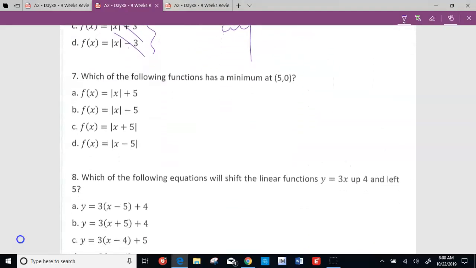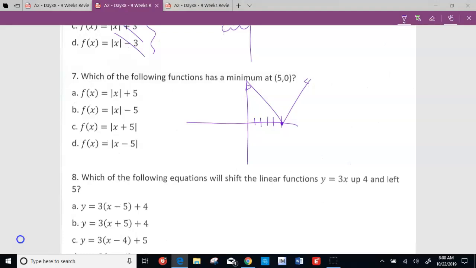For choice C, same type of question. Which of the following functions has a minimum at 5, 0? So they're all absolute value graphs, we can tell by the answer choices. So we're going to have a V that does not go any lower than the point 5, 0. So if I go to 5, 0, 1, 2, 3, 4, 5, I'll put a point there. There's my vertex. It has a minimum. So the graph goes up infinitely going to the left and going to the right, I guess. But it does not go any lower than this point at 5, 0.